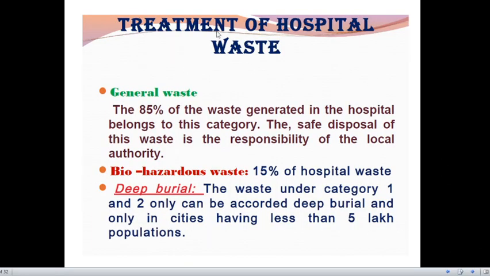So coming to the treatment of hospital waste. For general waste, 85% of the waste generated in the hospital belongs to this category, that is general waste, and the safe disposal of this waste is the responsibility of the local authority. Now coming to biohazardous waste, 15% of hospital waste includes this one. For biohazardous waste, first one is deep burial. The waste under category 1 and 2 only can be disposed of by deep burial, and only cities having less than 5 lakh population can perform this burial.